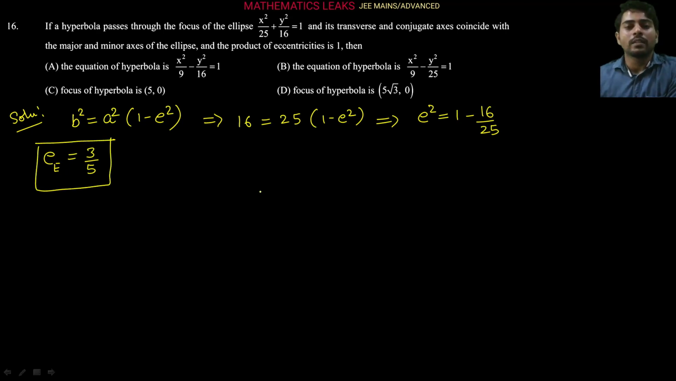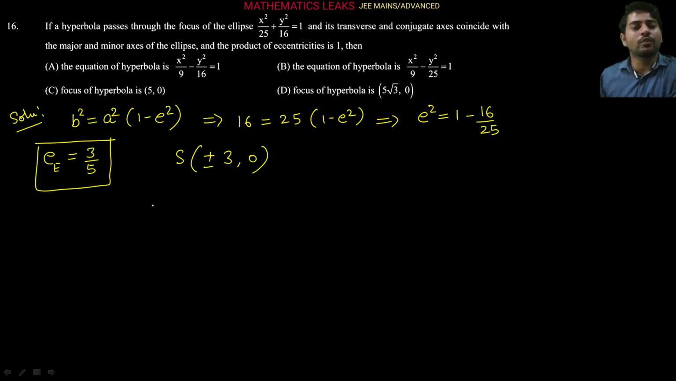Now it is given that the hyperbola passes through the focus of the ellipse. So focus of ellipse will be what? Denoted by the S symbol and the coordinates will be plus minus AE comma 0. So plus minus AE. A value will be from here: semi major axis is 5 here and semi minor axis is 4 here. So you can say 5 into 3 by 5, so that will be 3 only. So the focus is coming plus minus 3 comma 0 of the ellipse, correct?